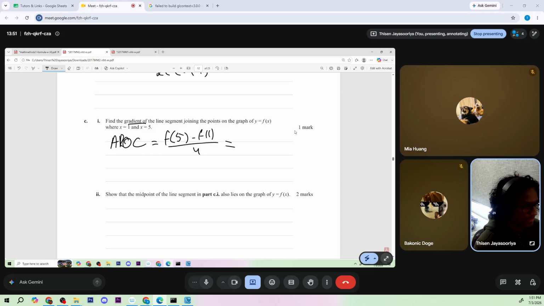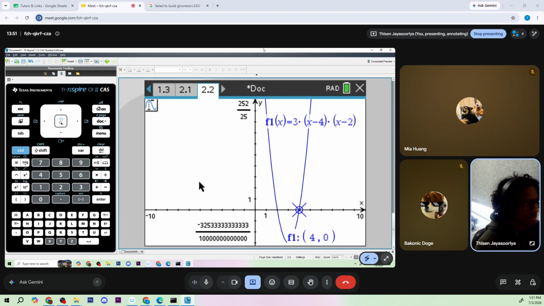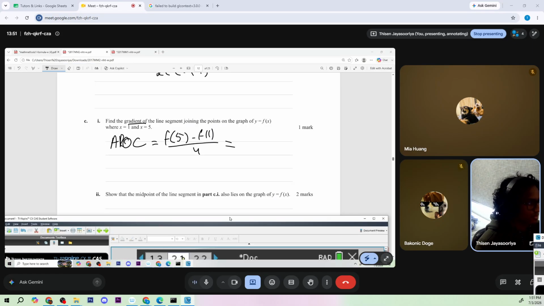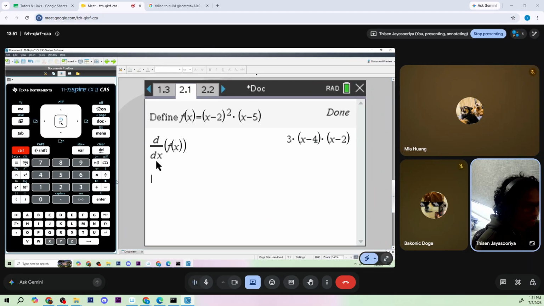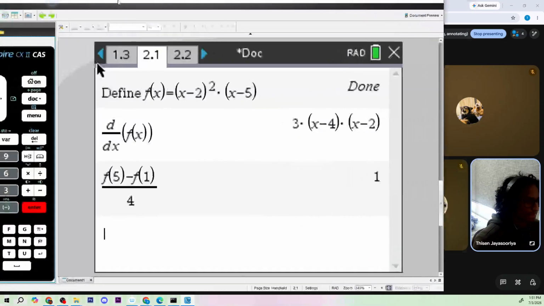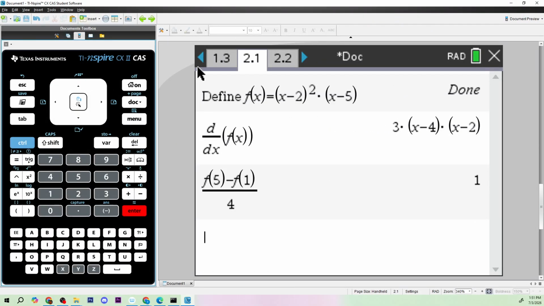So here, if I did that, I would put this in my calculator. I'm just going to check. It says f of x. So here, I'm going to do f of 5 take f of 1 divided by 4. Yeah? Which gives us 1. So here I get 1.